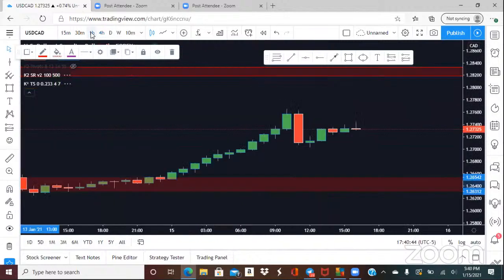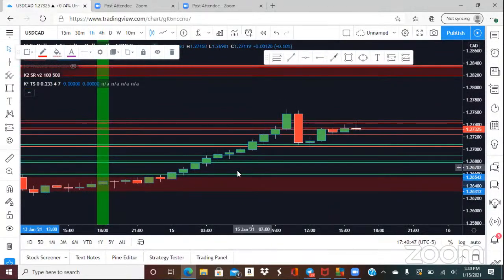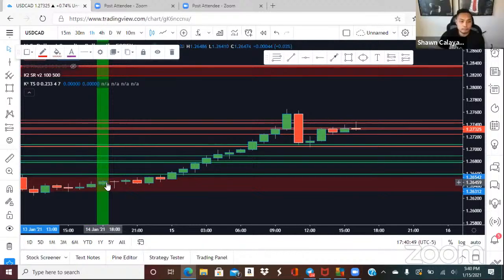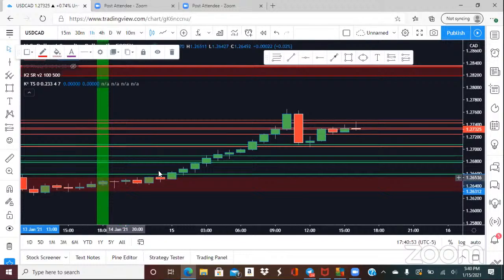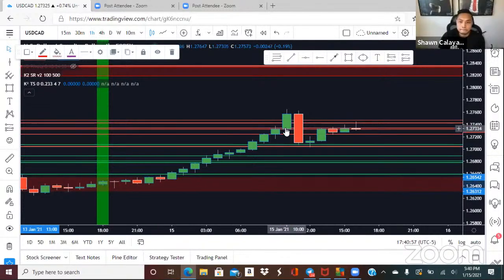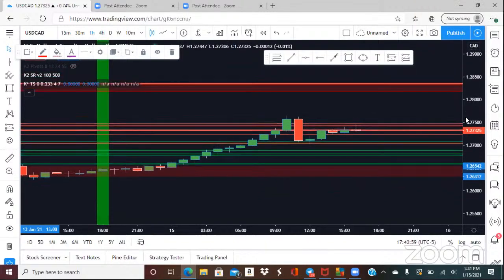I would go to the 1 hour, and now I see where I'm at. So here we have a momentum indicator saying the trend is bullish. What I would do next is wait for it to break out here or break out there. I would not do anything in between, just for security purposes, to protect my capital.